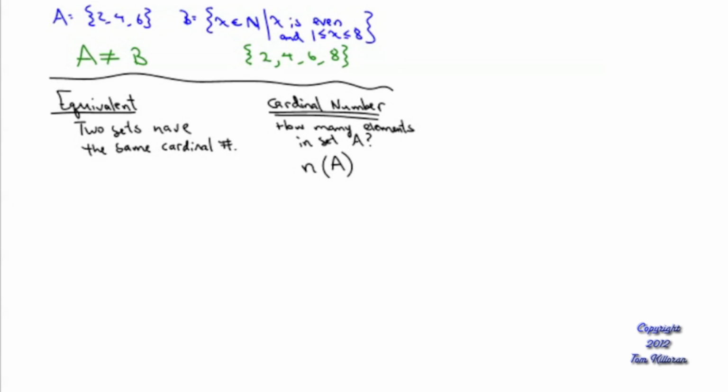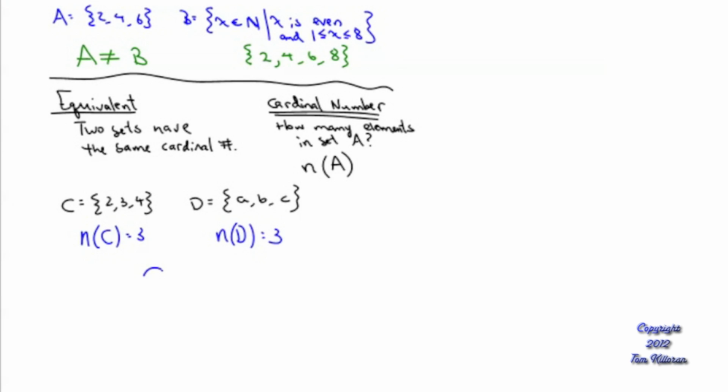For instance, if I have set C equal to {2, 3, 4}, and set D equal to {a, b, c}, are these two sets equal? No, because 1 is definitely not a, and 2 is definitely not b, and so forth. Are they equivalent? Yes, because the cardinal number of C is 3, and the cardinal number of D is also 3. So we're going to say that C is equivalent to D.